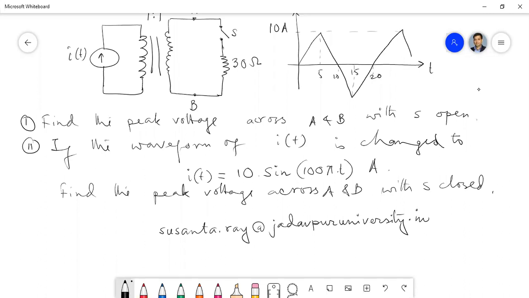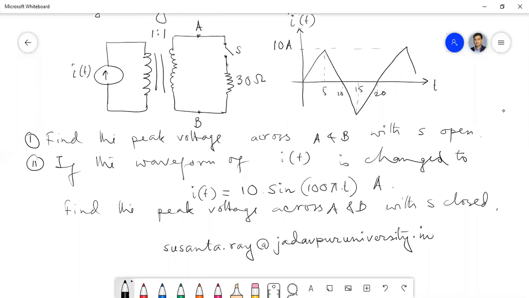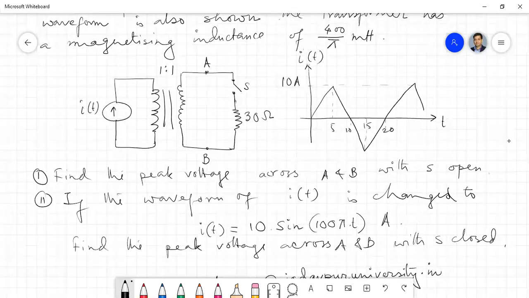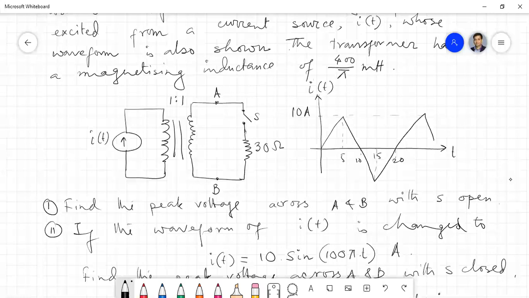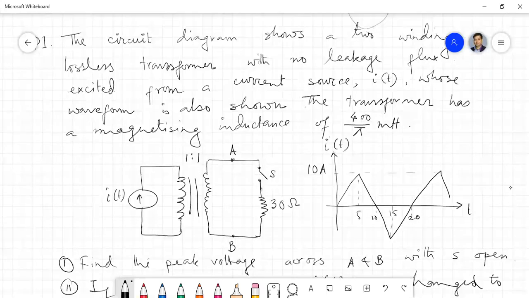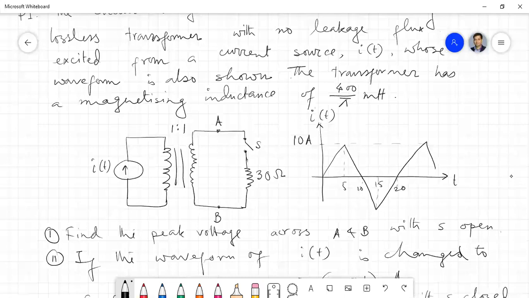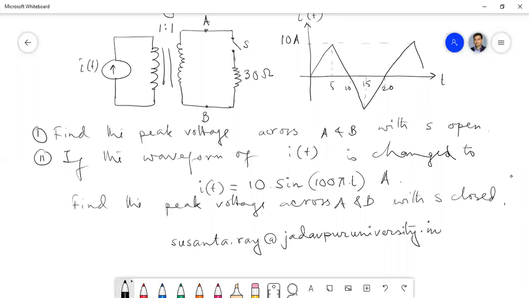So this is my email ID. You just try to solve it and send me by scanning it to this email ID. Okay. Do you need any clue? No, sir. Yadavpur University dot in. Yes, sir. Okay.